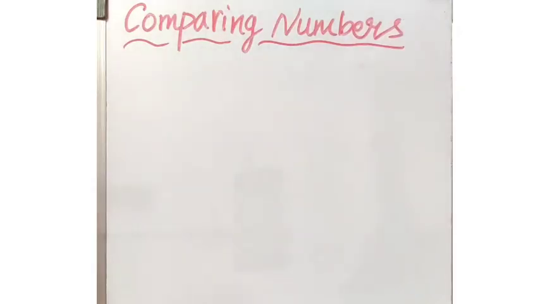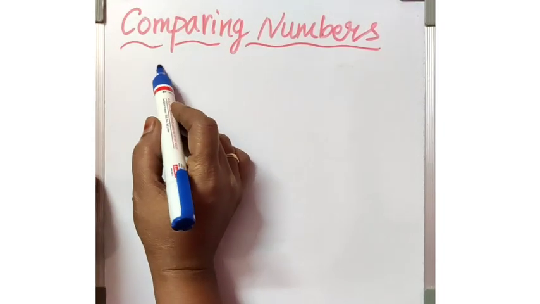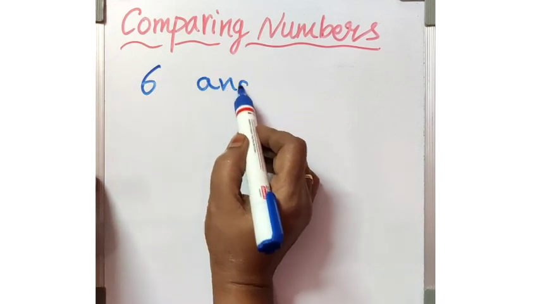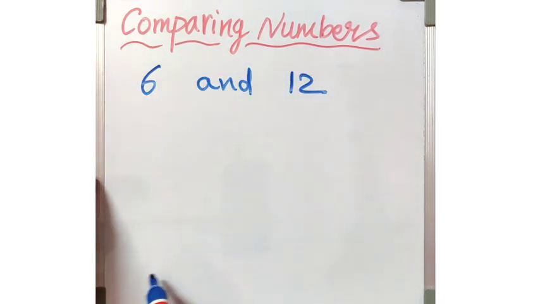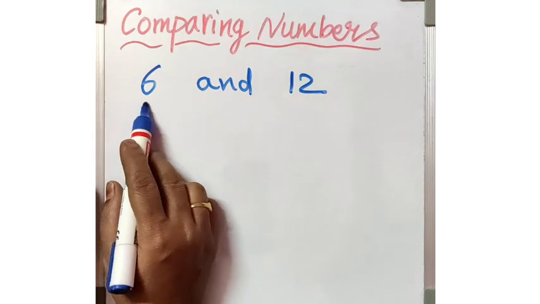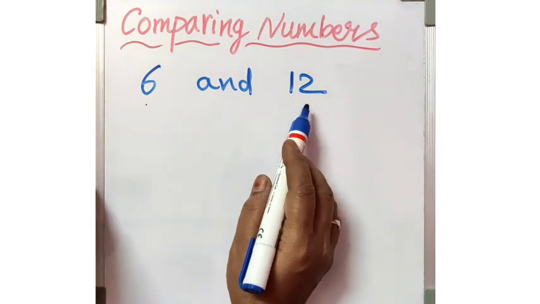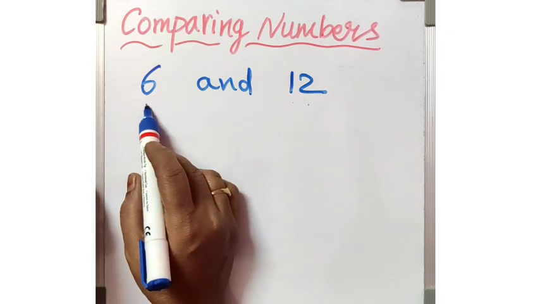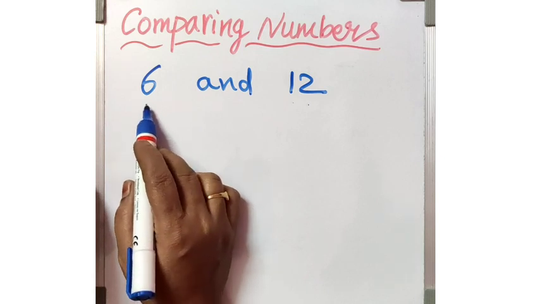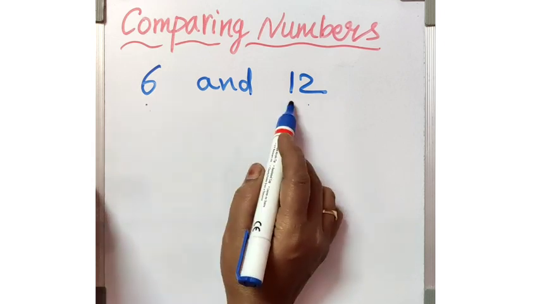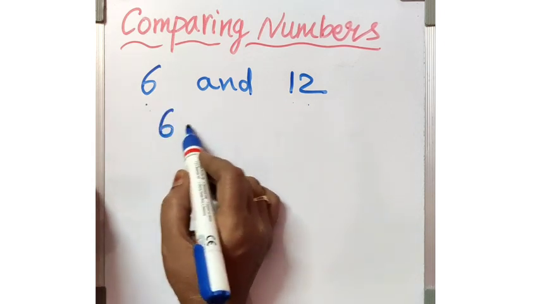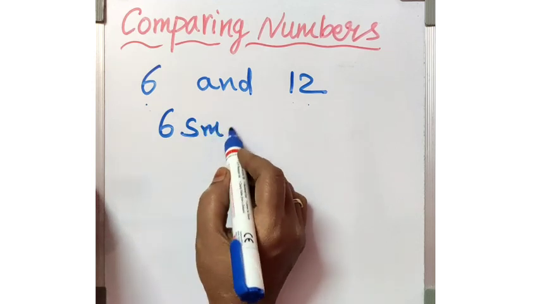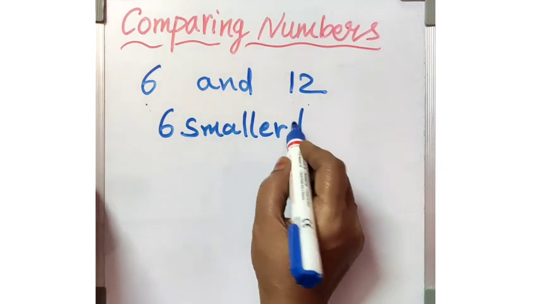Today, let us start with a new topic, that is comparing numbers. Now, let us take the example 6 and 12. We have to compare these two numbers. Here 6 is a 1-digit number and 12 is a 2-digit number. When we compare a 1-digit number and a 2-digit number, always the 1-digit number is the smallest number. So 6 is smaller than 12.